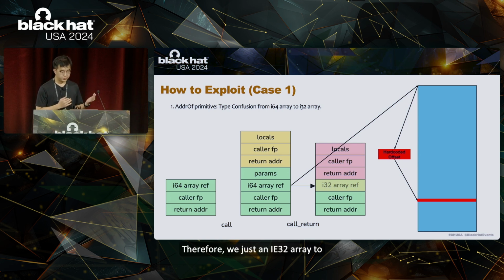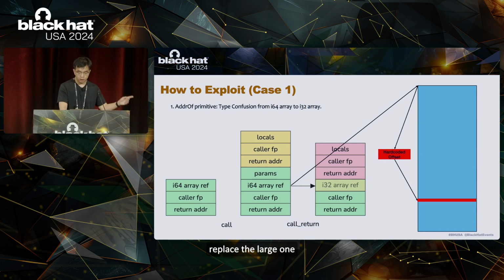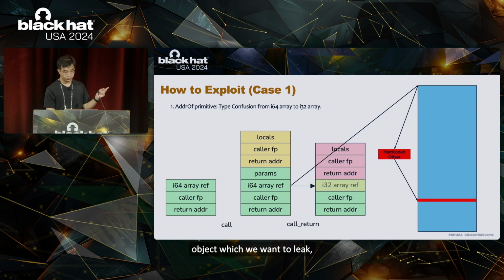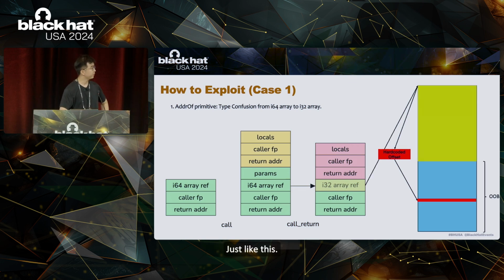Therefore, we used an I32 array to replace the larger one in order to out-of-bound read and write with a valid index. And by allocating the object which we want to leak in the arrays in advance, the address of primitive is completed. Just like this.